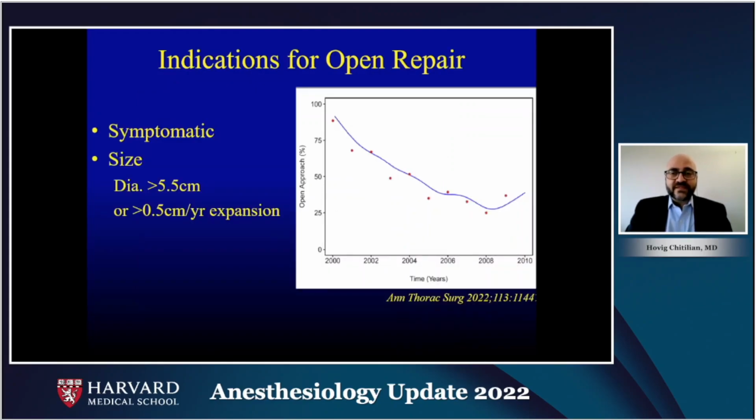So with respect to indications for open repair, the indications for repair in general for this type of disease is the presence of symptoms. So in other words, back pain or evidence of extravasation of contrast on imaging, and also related to the size. So diameter greater than 5.5 centimeters or an increase in the diameter by over 0.5 centimeter over the course of a year.